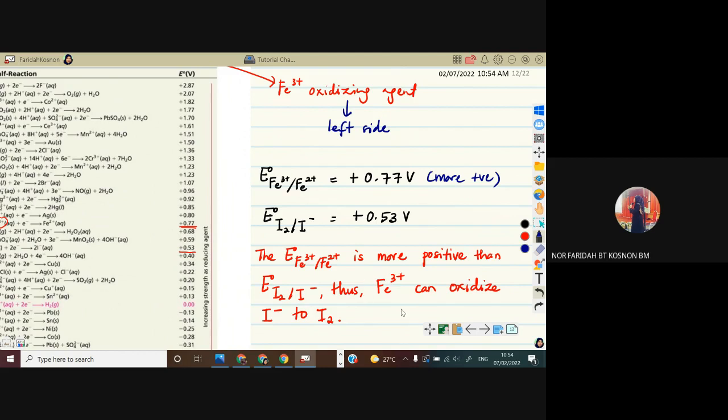So the question will ask whether it can or not. So you answer: iron 3+ ion can oxidize I minus to iodine. Why? Because this is the reason: it is more positive than this one. If you do not include that, the answer is incomplete. Okay, any question?